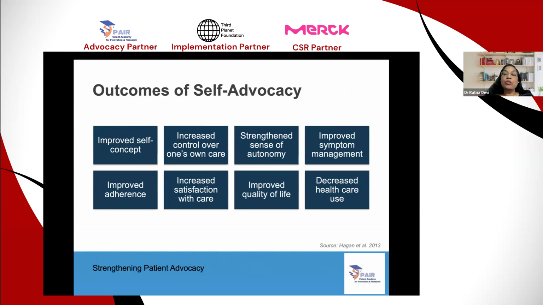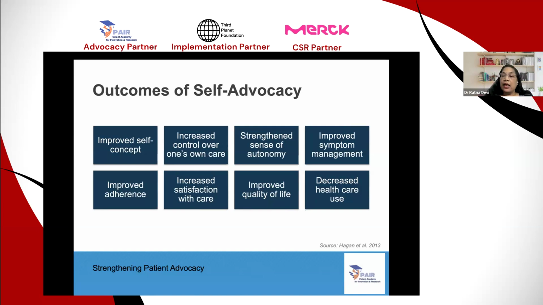Then you also have increased control over one's own care because you have all this information. You are able to make decisions faster. You are able to manage emergencies better. And probably your care moves out of the hospital and is more dedicated towards your home where you're able to take care of yourself. You have a strengthened sense of autonomy because you are not dependent on other people for your healthcare needs.